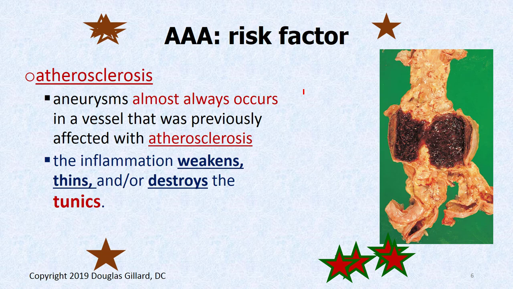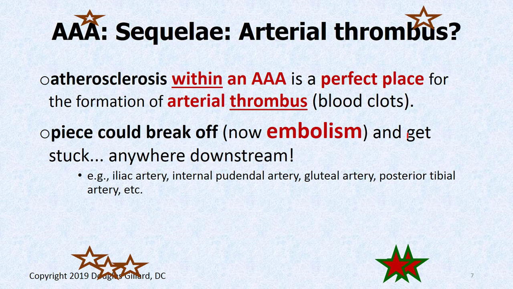How about some risk factors for the development of an abdominal aortic aneurysm? Atherosclerosis almost always is pre-existing. Here's a patient who died and they butterflied open his abdominal aorta. There are the common iliacs there. You can see massive blood clotting in here. You can see tons of atherosclerotic gunk in there as well. So it predated the aneurysm. The inflammation, remember, atherosclerosis is an inflammatory process and that destroys the tunics.